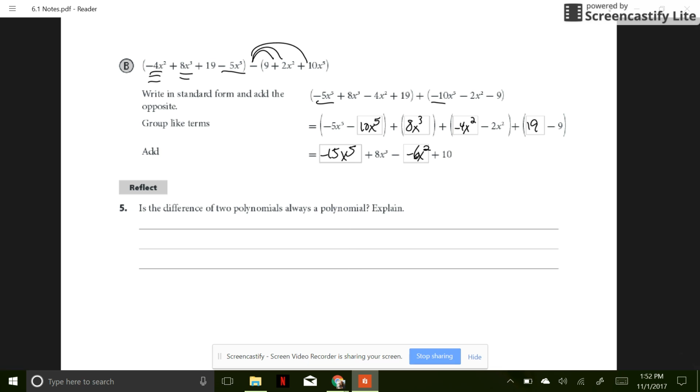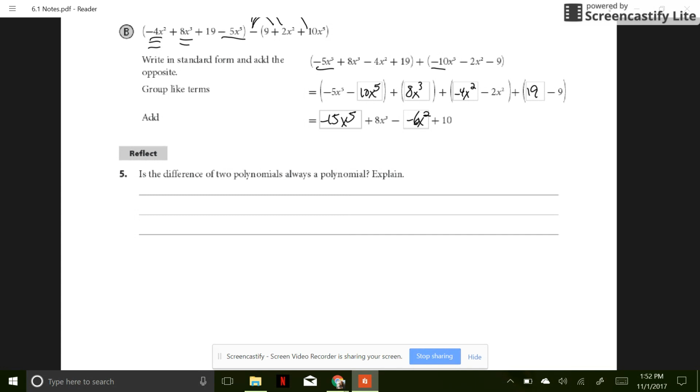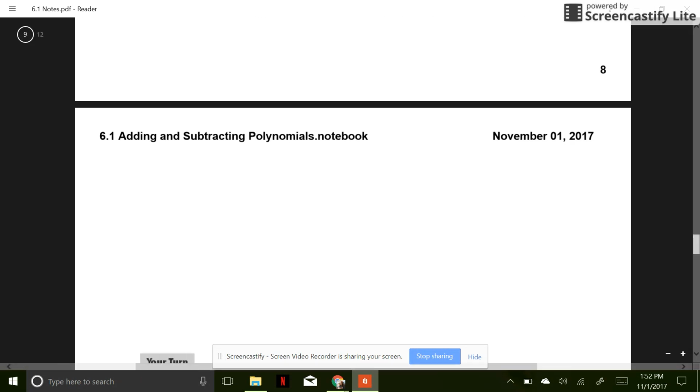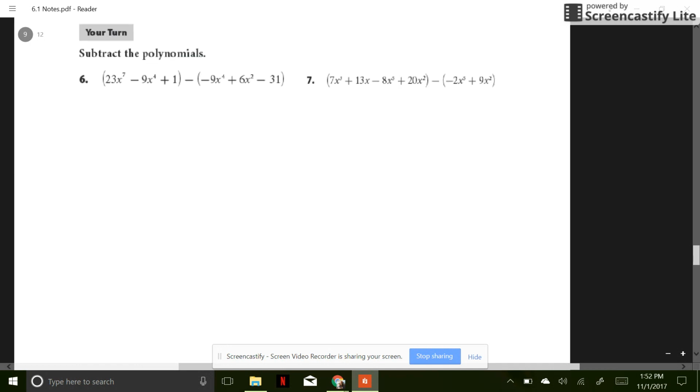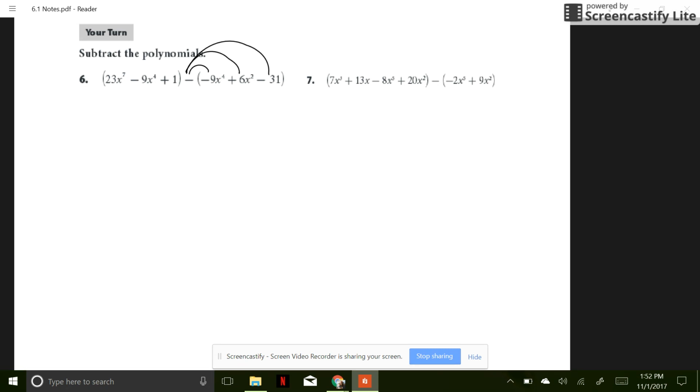So continuing here with adding and subtracting polynomials, the question is: is the difference of two polynomials also a polynomial? The answer again is going to be yes. So we need to subtract these polynomials. Again, if you want, you can rewrite them as the opposites so that you're adding the opposite term. I more likely like to distribute.